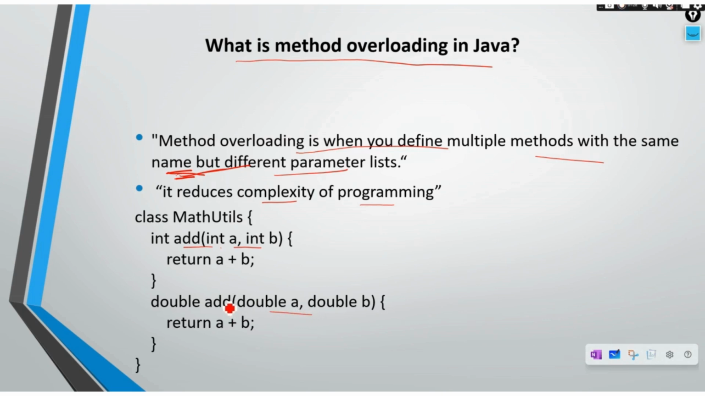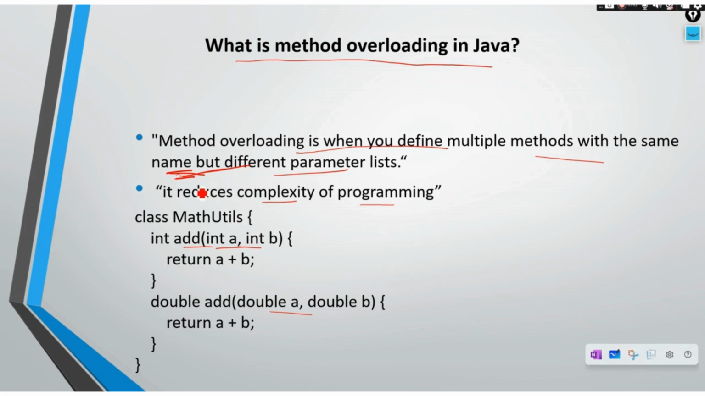So it increases the complexity of programming, because each time we have to think of a different method name. But here we are using the same method name with different arguments. This method will take an integer as argument and give us the result, and this method will take a double type as argument and give us the result. I hope you have got my point now.